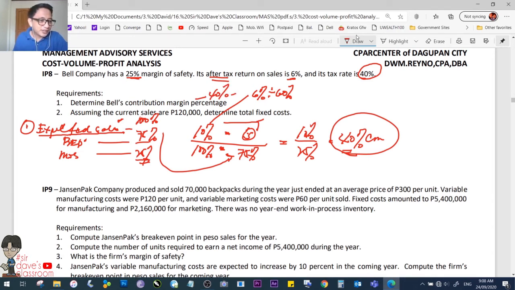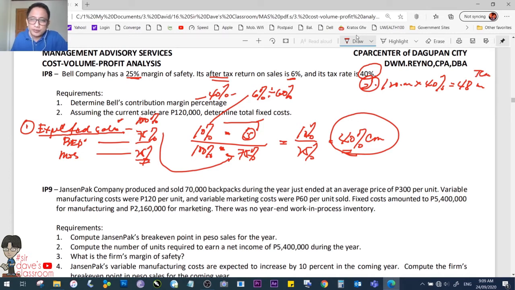Number 2 requirement. Assuming the current sales are 120,000, determine total fixed cost. Di madali na lang because we have computed for the CM percentage already. If the sales is 120,000 times 40%, then the total CM must be 48,000. This is your total contribution margin.